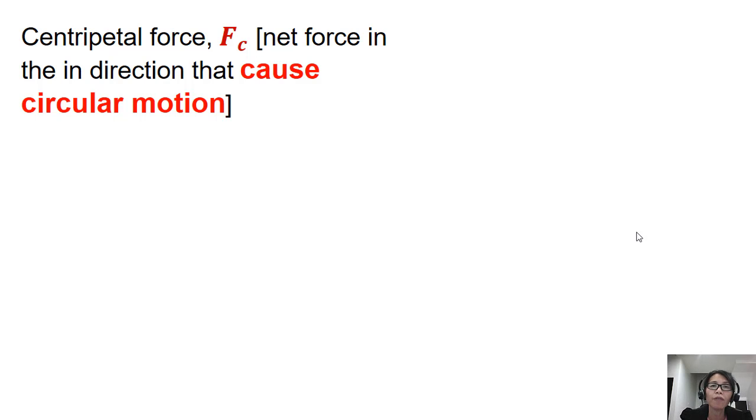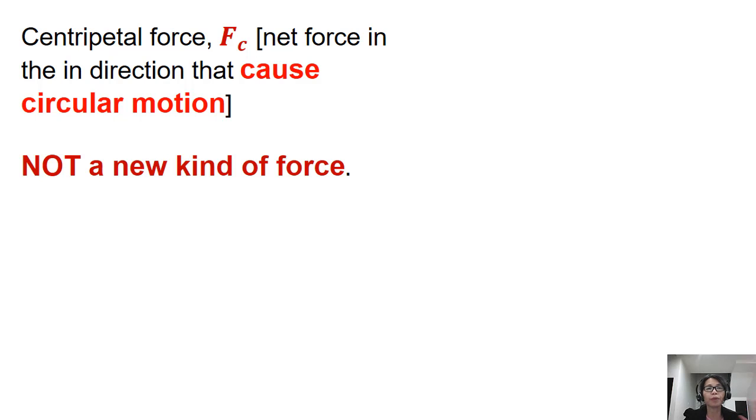Boys and girls, we know that any object moving in a circular motion experiences a centripetal acceleration. According to Newton's second law, when there is an acceleration, there must be a net force that causes it, directed towards the center of the circle. This net force that causes the object to accelerate towards the center of the circle is what we call centripetal force, Fc. So the centripetal force is the net force in the direction that causes circular motion. This net force always points towards the center of the circle.